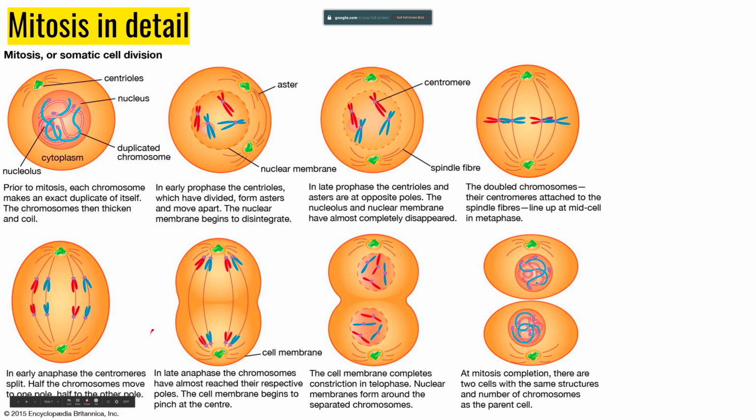Oops, like that. And then here we have the whole thing. We see this is prior to mitosis, early prophase, late prophase, the doubled chromosomes in the centromeres, the early anaphase, the late anaphase, and here we have telophase and the completion of mitosis. They kind of ignore cytokinesis.